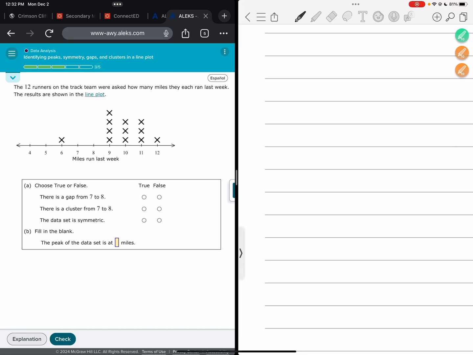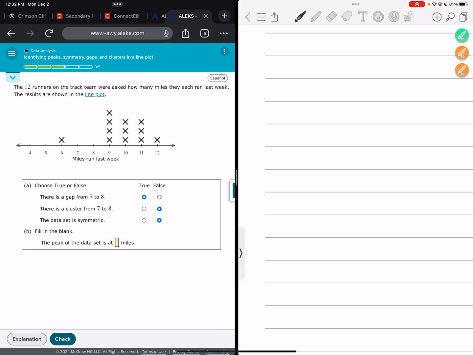Last one, true or false, there's a gap between 7 and 8, which is true. There's a cluster between 7 and 8. No, they both cannot be true. Then the data set is symmetric. If you fold it in half, it's definitely not the same on both sides, so that is also false.